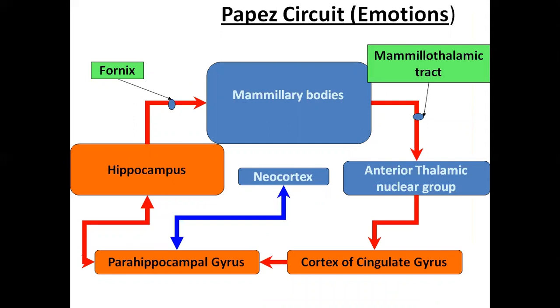So what happens? This is your mammillary bodies. So this is your mammillothalamic tract. From there, impulses go to the anterior thalamic nuclear group, the cortex of the cingulate gyrus, and the parahippocampal gyrus. Certain information is stored in the neocortex as well. So it is processed and stored there, so that in future you will know, when this happens, this is the emotion. That is the reason you can synchronize, or retrospectively analyze, with that situation. Empathy is there. When a person suffers from sadness, we also feel it. That is all because of these connections. And the hippocampus, and back to the fornix, to the mammillary bodies.